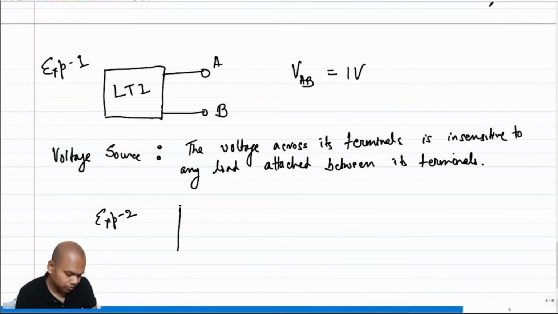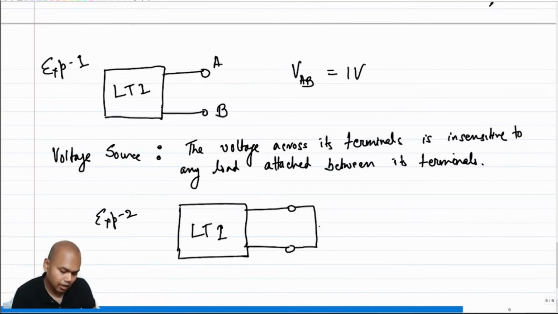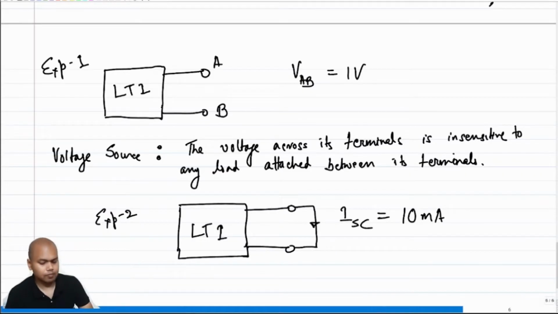In experiment 2, I go ahead and do this. Again, same network. I know this is an LTI network. I go ahead and short these two terminals, and I observe this current, and I call this IAB, or let me just simply call it ISC, the short circuit current. I observe that this is equal to 10 milliamps. Now, from this observation, can I conclude that this is a current source that supplies a current of 10 milliamps? Again, obviously I cannot conclude this from one experiment, because what is the definition of a current source?